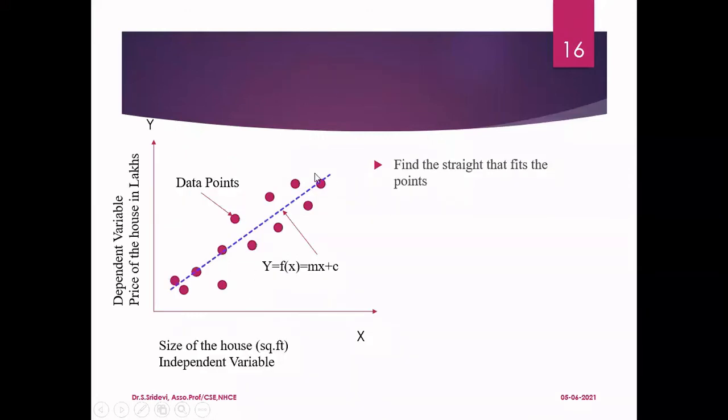And after that, what I will do, I am going to plot a graph between those two variables. So I am going to take the variable, which is independent variable in the x-axis and dependent variables in the y-axis. And I'm going to plot all the data points I have collected in the previous slide. So what is the independent variable here? That is nothing but square feet of the house. And the dependent variable is the price of the house in lakhs or crores.